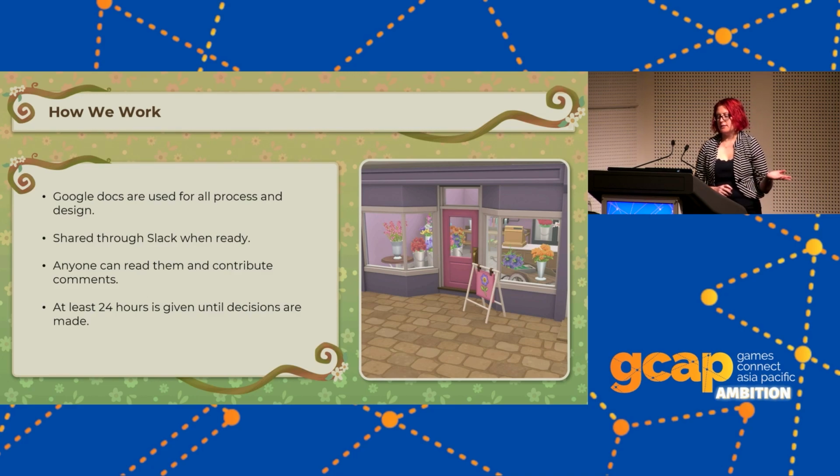So Google Docs, for all our processes and design, they're written up once they're ready. They're shared on Slack with the entire team. I'll go into that a bit more later. So anyone can read them and they contribute using the comments and reviews in the same way that you would have used in Google Docs. The difference is we give 24 hours from the moment that the document drops until we make any decision.